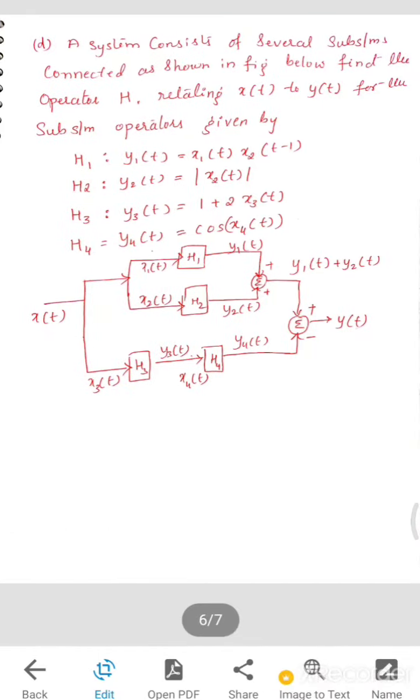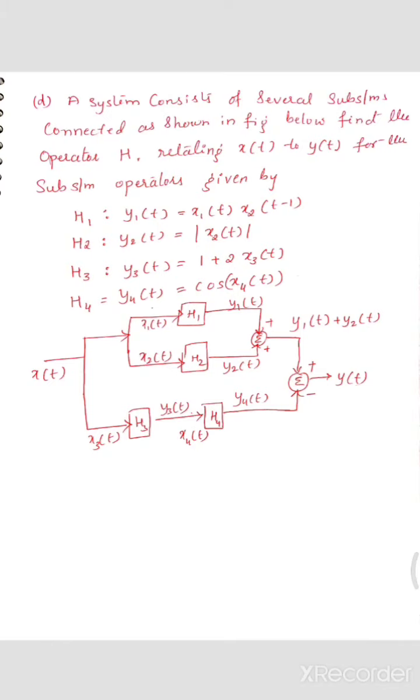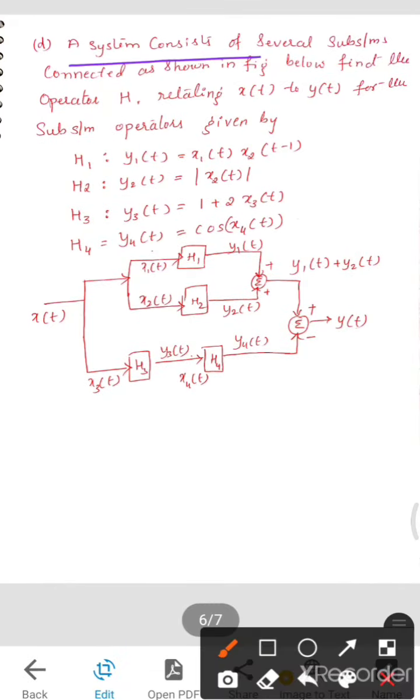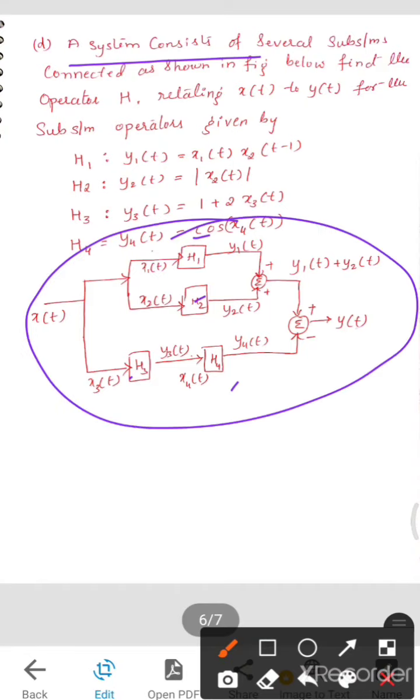Let's see a bit different type. They have said that a system consists of several subsystems, connected as shown in the figure below, right? Find the operator h. We are supposed to calculate the operator h relating x of t and y of t for the subsystem operators given by. Subsystem operators they have given.